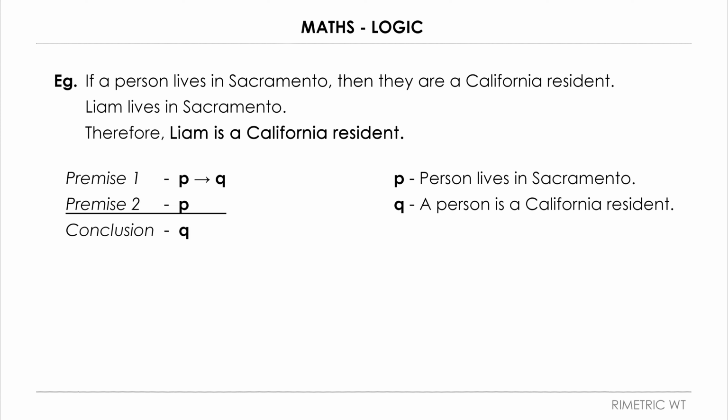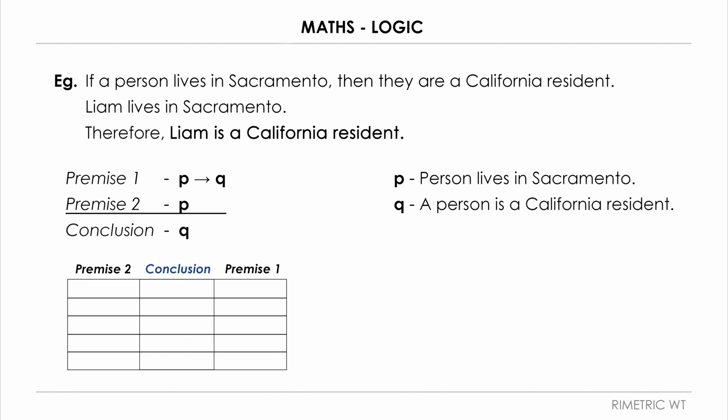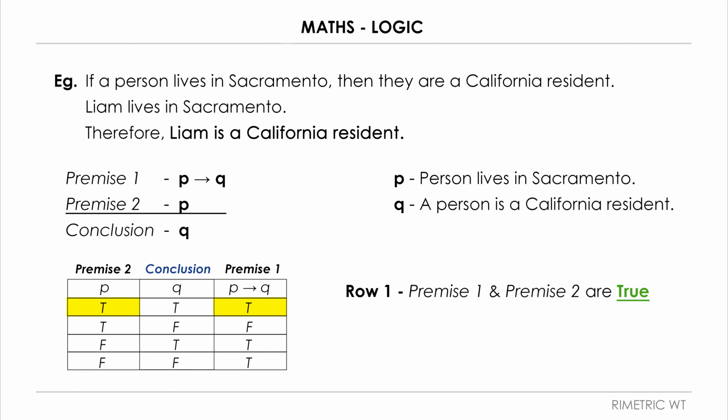Once we express each statement in logical expression, then we proceed to the truth table. As we can see, only the first row is the row where both premises are true simultaneously. Once we determine that row, we check the truth value of the conclusion. If it is true, then the argument is valid. But if it is false, then the argument will be invalid. In our example, the conclusion is true. Therefore, the argument is valid.